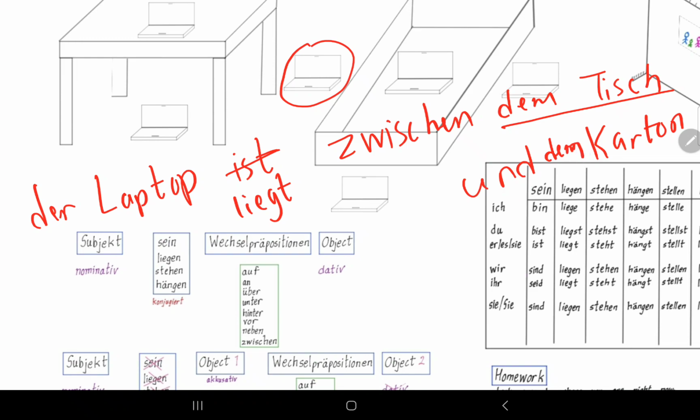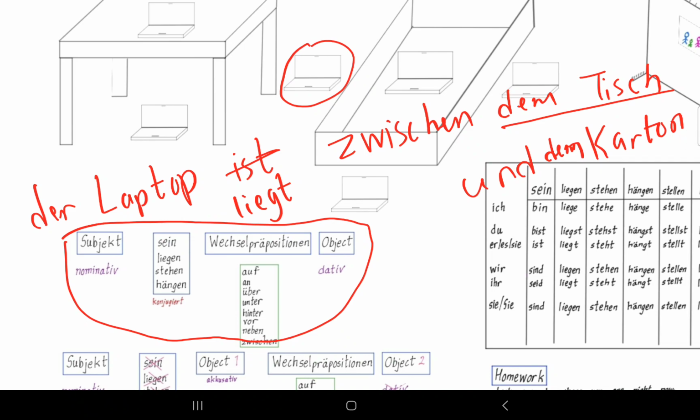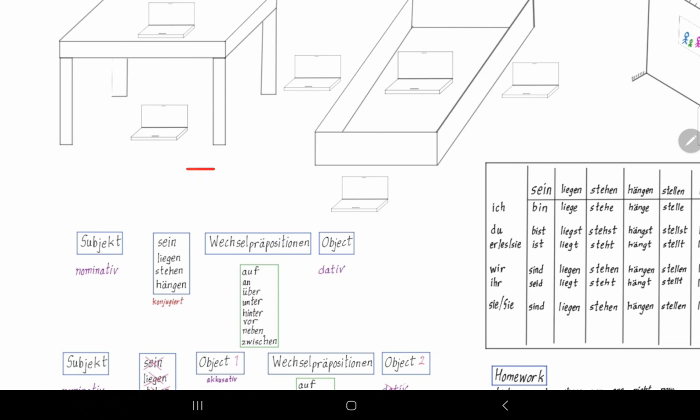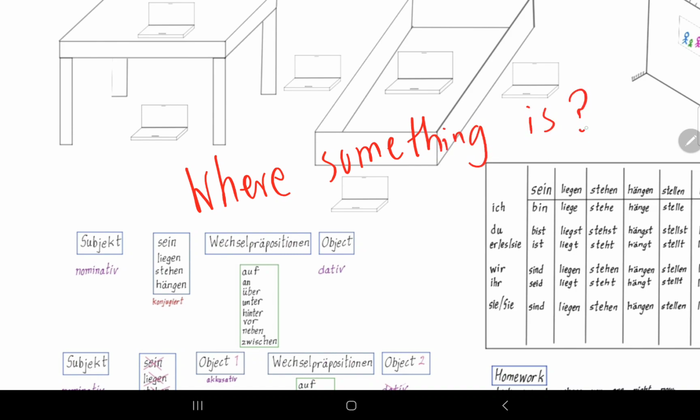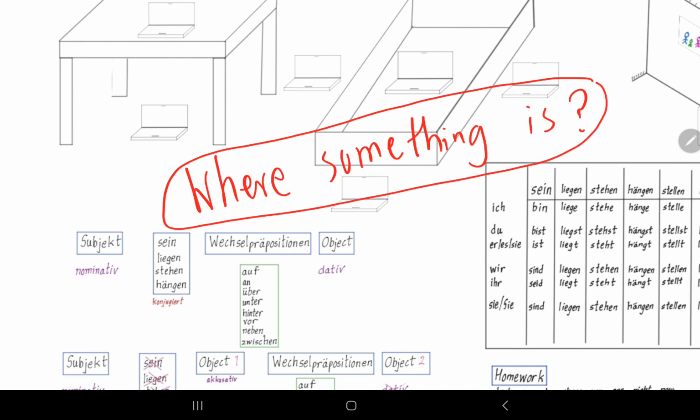All right. So I hope you understood this, right? Whenever you are describing the position of something, there is no movement. You are just stating where something is, answering the question where something is. Then what comes after these mixed prepositions will be in dative case. I hope that is clear.